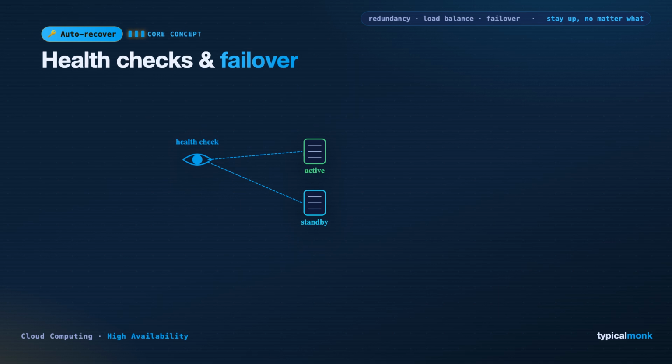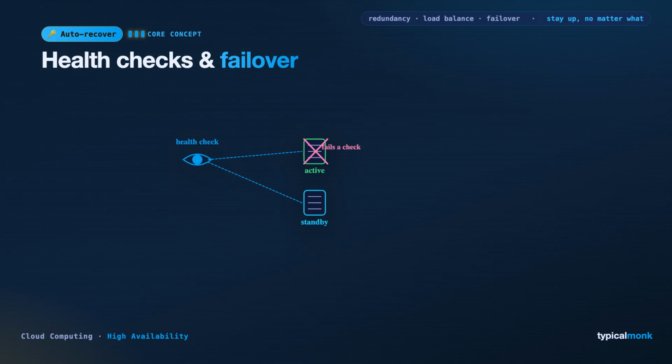A component that responds correctly is marked healthy. One that fails to respond or responds with errors is marked unhealthy. This constant monitoring is the sensory system of high availability. It is how the system knows, in near real time, the state of every part.